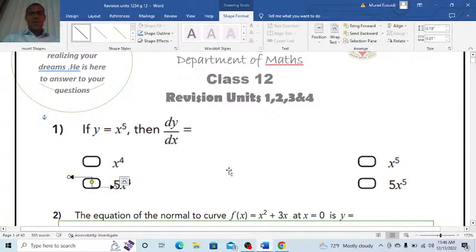This is the first derivative of the function y equals x to the power 5, which is equal to 5x to the power 4. Now we move to the second question.